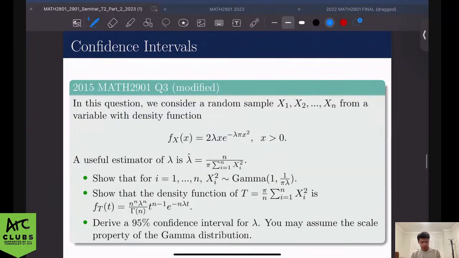Alrighty, so another big algebra question. Yeah, we just take it step by step. So they've given us a PDF. They've given us an estimator, but the first step isn't even related to the estimator. So this question looks really scary, right? But you can try to take it step by step and just don't get scared by the multiple parts. Just try to do it one by one.